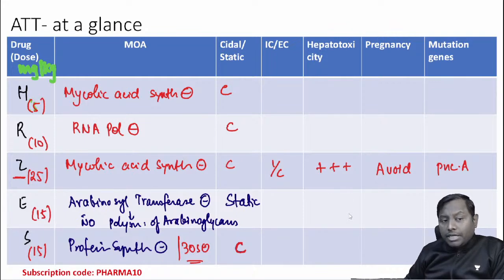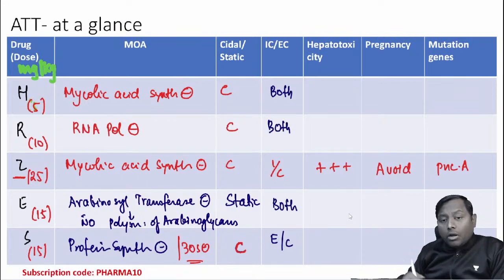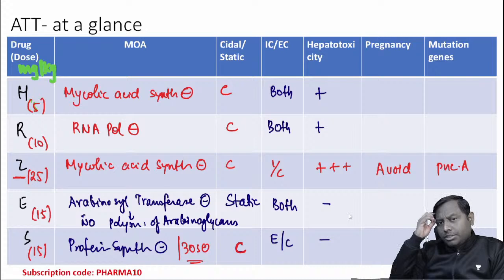Which one is working intracellularly? So as I said, love kills from inside, so intracellularly. Then streptomycin, extracellular. All other drugs will be effective at both places, intracellularly and extracellularly. But which is mainly effective or only effective intracellularly? Only pyrazinamide, from inside. Isoniazid and rifampicin are also hepatotoxic, but the most toxic will be pyrazinamide. Aminoglycoside and ethambutol are mainly toxic to the kidney.